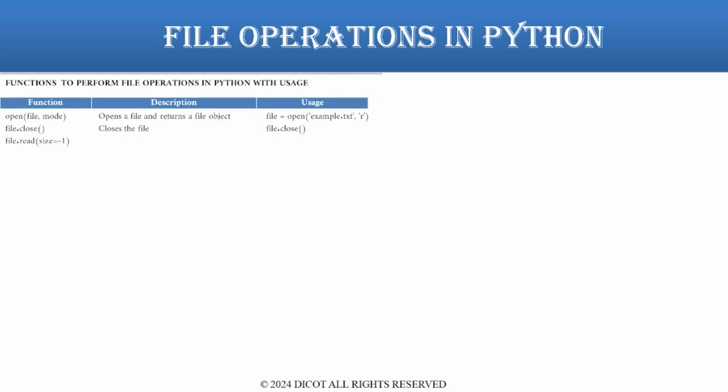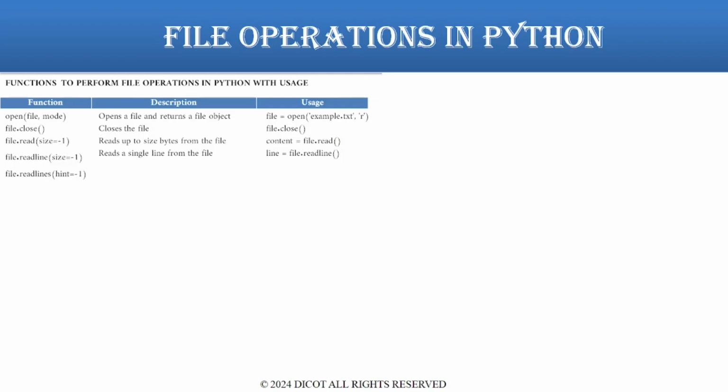Reading from a file. file.read reads up to size bytes from the file. If size is not specified or is negative, it reads the entire file. Example: content = file.read. file.readline reads a single line from the file. If size is specified, it reads up to size bytes. Example: line = file.readline.